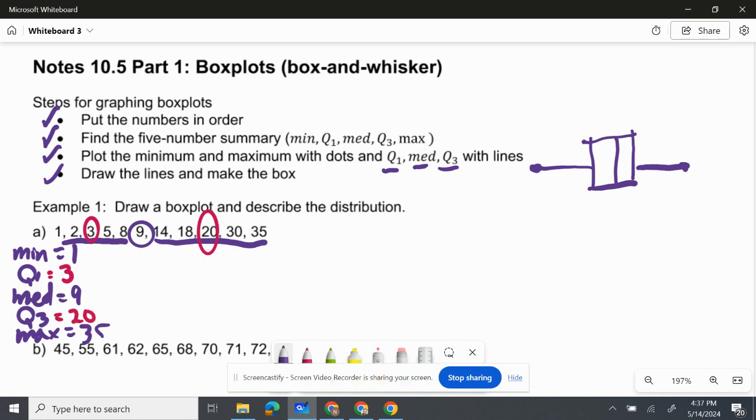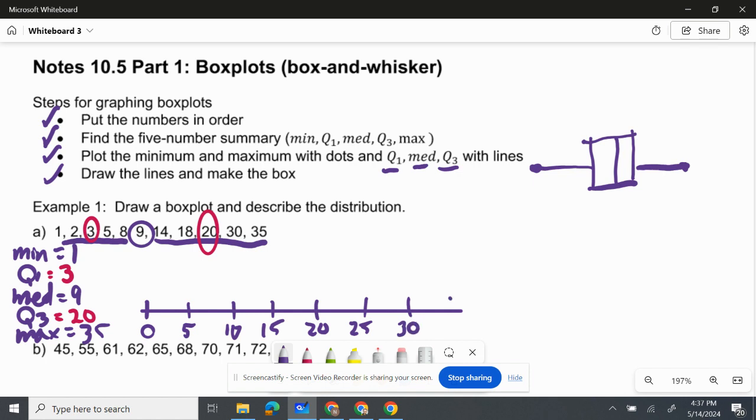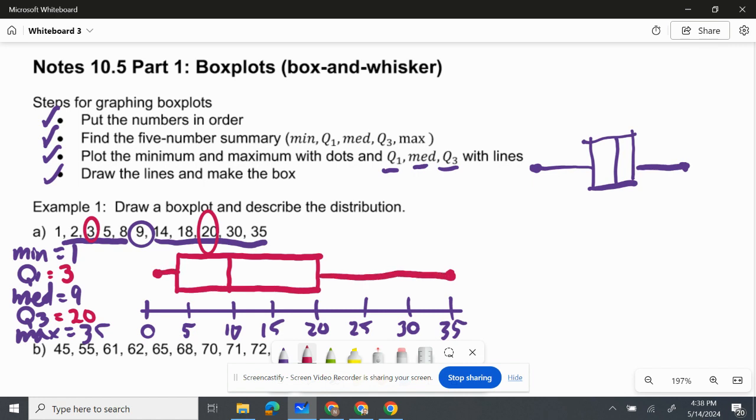So what we're going to do is we're going to draw a number line. And we're going to go by fives. So we have 0, 5, 10, 15, 20, 25, 30, and 35. We're going to put a dot at 1. We're going to put a dot at 35. We're going to draw 3 lines. We're going to draw 1 at 3, 1 at 9, and 1 at 20. And that right there is our box plot.